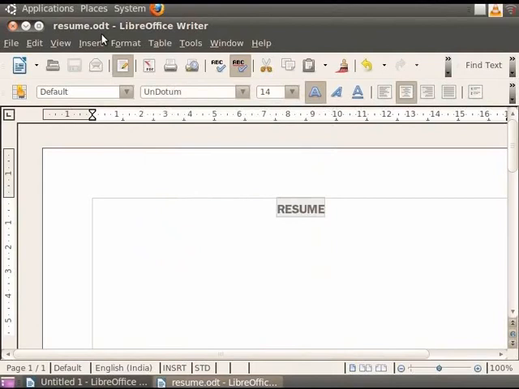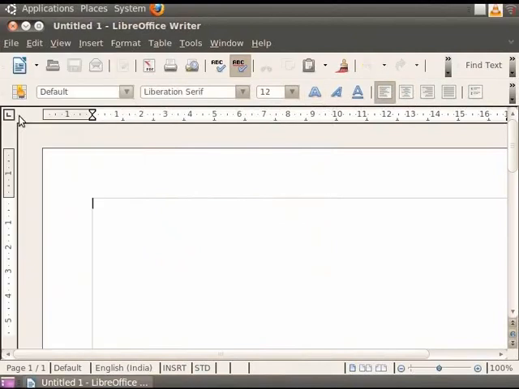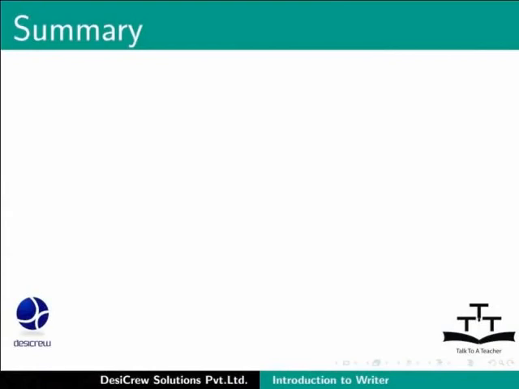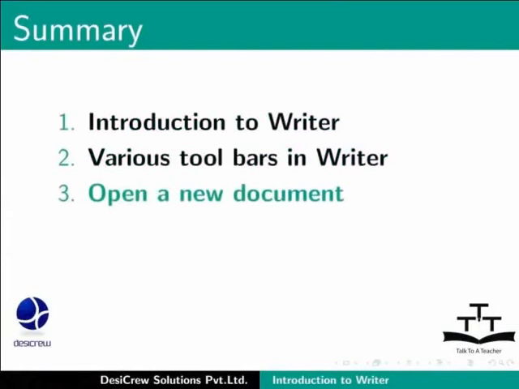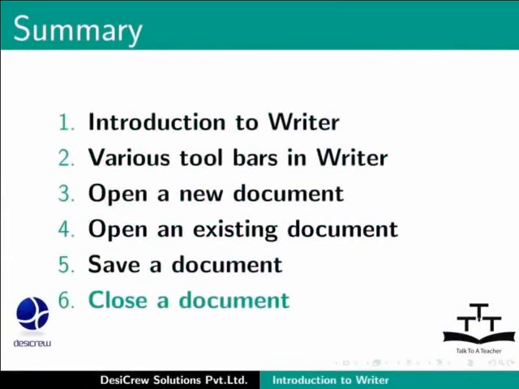Once you have saved your document and you wish to close it, just click on the File menu in the menu bar and click on the Close option. This closes your file. This brings us to the end of the spoken tutorial on LibreOffice Writer. To summarize, we learnt about Introduction to Writer, various toolbars in Writer, how to open a new document and an existing document on Writer, how to save a document on Writer, and how to close a document on Writer.